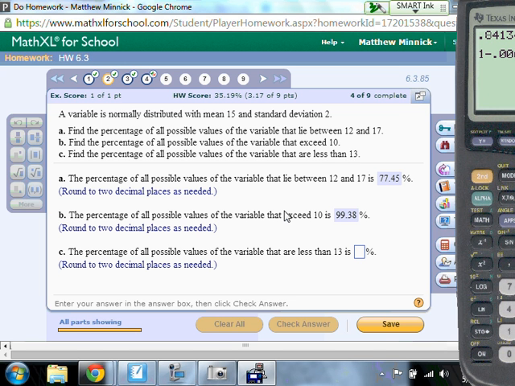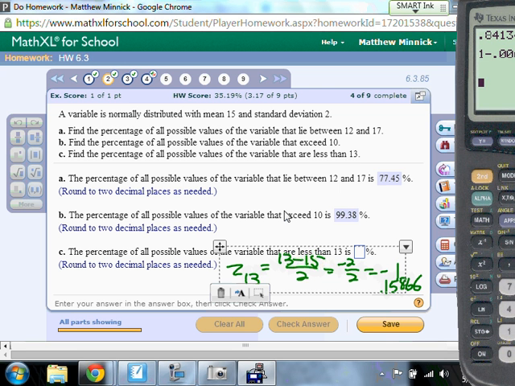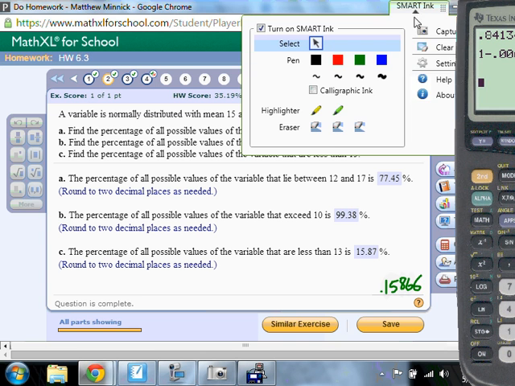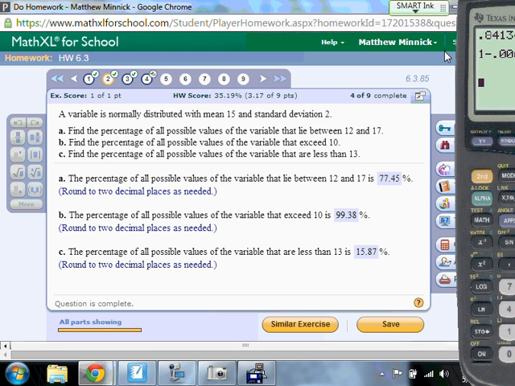So again, here we're finding a z-score. Z-score for 13 would be 13 minus 15 over 2, which is negative 2 over 2, which is negative 1. In my table, the area to the left of negative 1 is 0.15866. So I just need to make that a percent then. So that's going to be 15.87. I believe it's 15.87. And there it is. Okay? So really, we haven't seen much new other than that business about the 68, 95, 99.7. Okay?